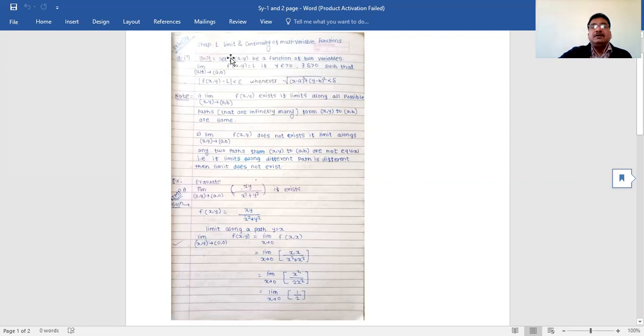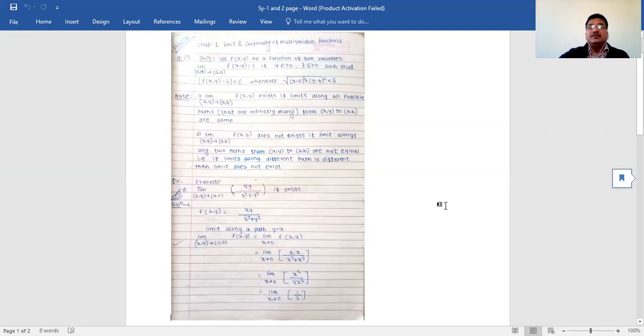Similarly, we can define the limit of a three variable function f(x,y,z) as (x,y,z) tends to (a,b,c) is L if and only if this is less than epsilon whenever root of (x minus a) squared plus (y minus b) squared plus (z minus c) squared is less than delta. So this is the definition of the limit of a two variable function.